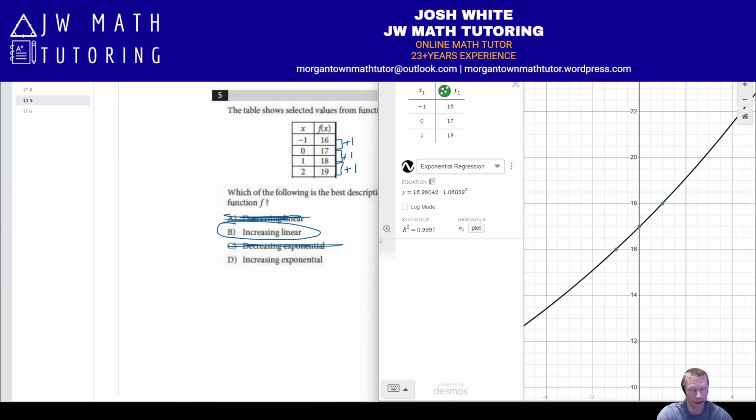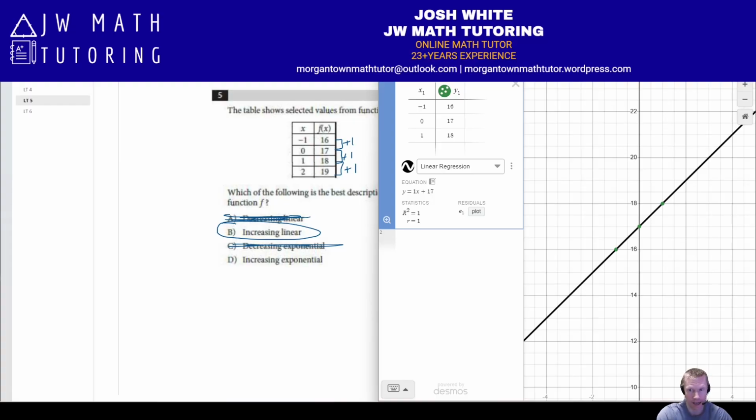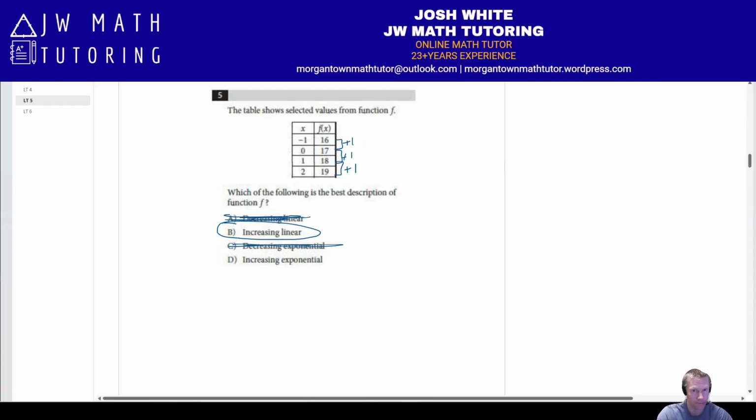But be careful when you're zoomed out like this, it does look like a pretty good fit. It does look like an exponential model. But again, that is wrong. It has to be a linear function right here. The r squared value is 1.